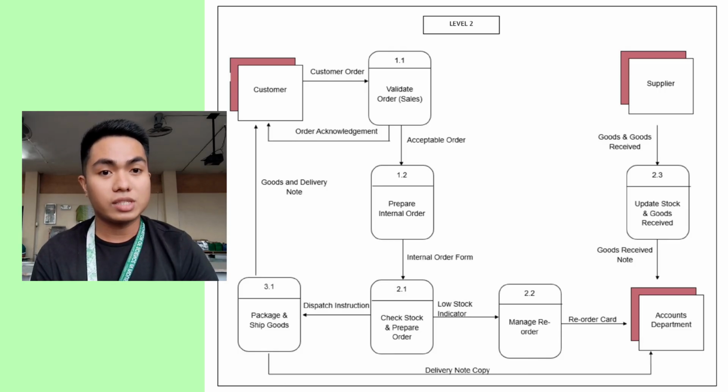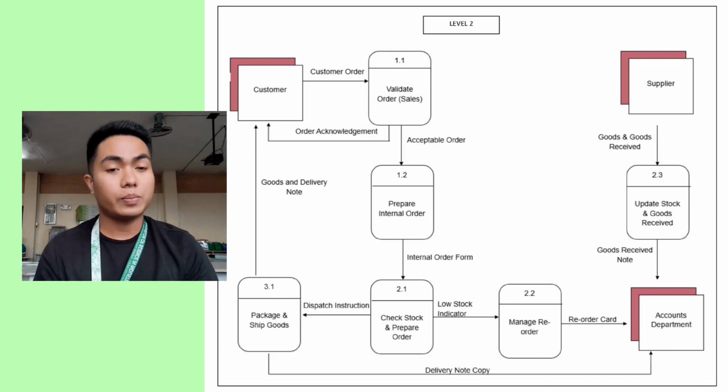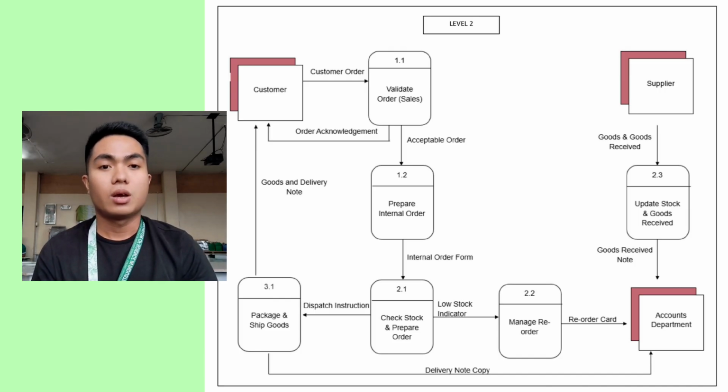However, if inventory is found to be insufficient, 2.1 sends a low stock indicator to 2.2, manage reorder, where a reorder card is prepared and sent to the accounts department for authorization and purchasing. Once the supplier delivers the required goods, the process continues at 2.3, update stock and goods received, where inventory records are updated and the goods received note is prepared and submitted to the accounts department.